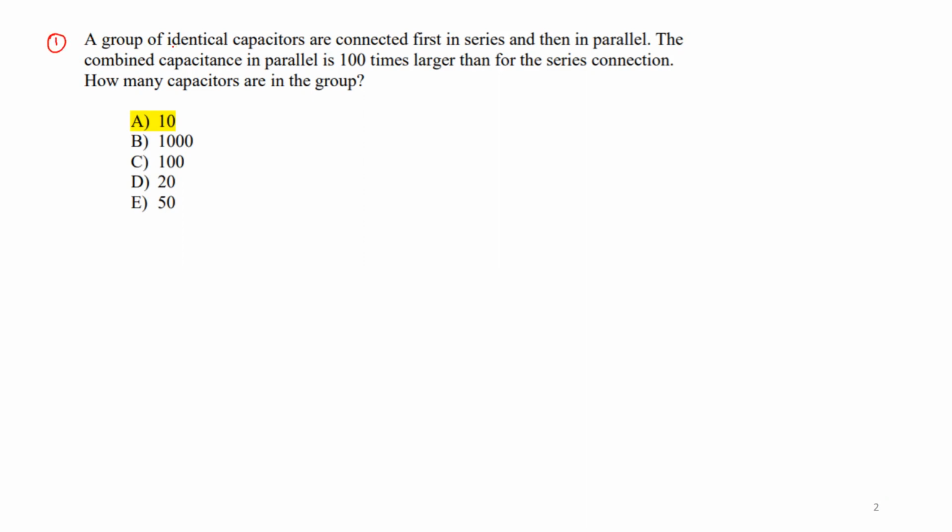It reads: a group of identical capacitors are connected first in series, then in parallel. The combined capacitance in parallel is 100 times larger than the combined capacitance in series connection. How many capacitors are there in the group? So the combined capacitance, C equivalent in parallel, is equal to 100 times C equivalent in series. Now the question is, how many capacitors do I have?